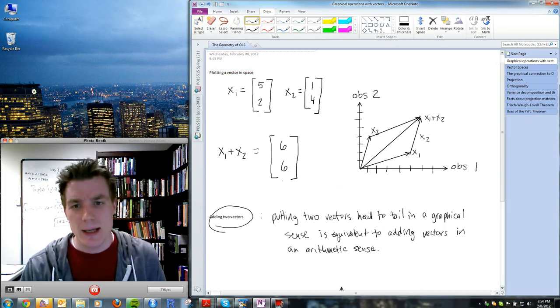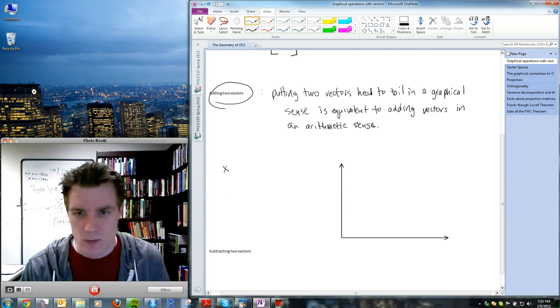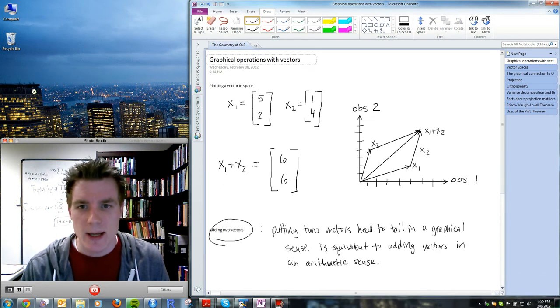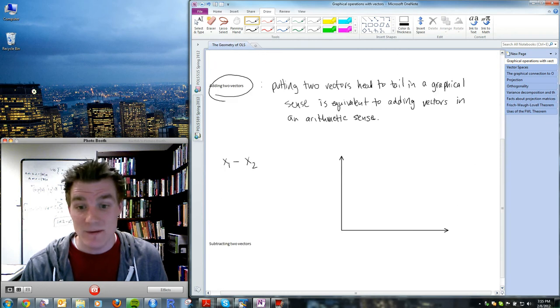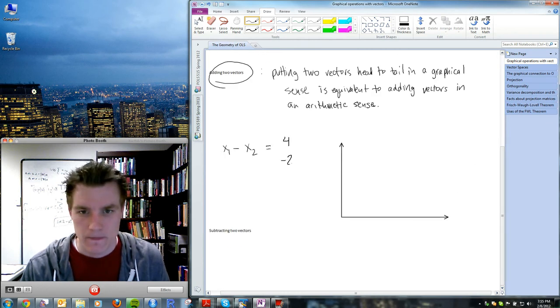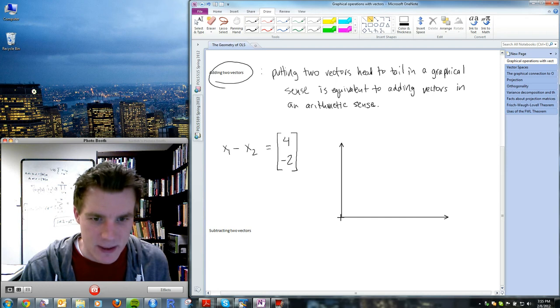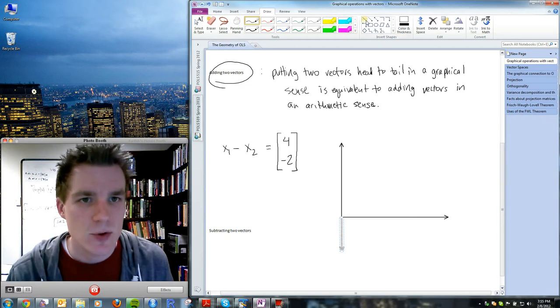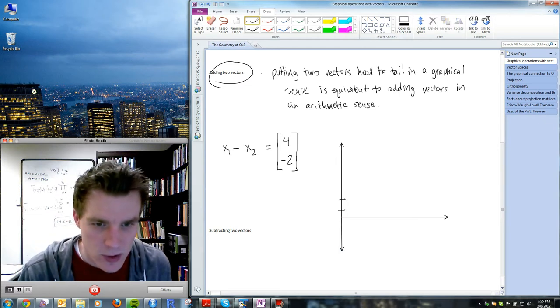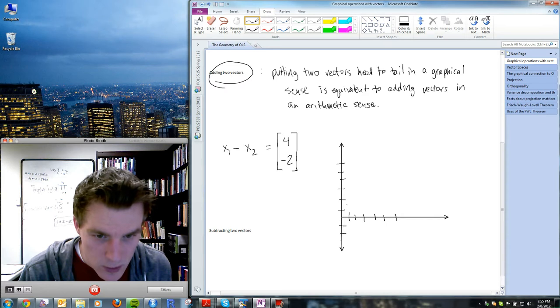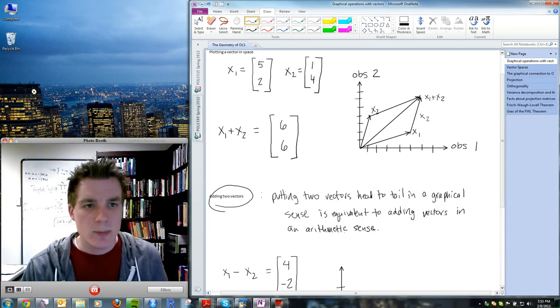Well, let's come down here and look at x1 minus x2. Now x1 is 5, 2, x2 is 1, 4. So x1 minus x2 would be 4, negative 2. Now, I've got negative numbers, at least in the y dimension, so I'm going to need to extend that downward a little bit. Now let me draw in some hash marks. 1, 2, 3, 4, 5, 6. 1, 2, 3, 4, 5, 6. 1, 2, 3.